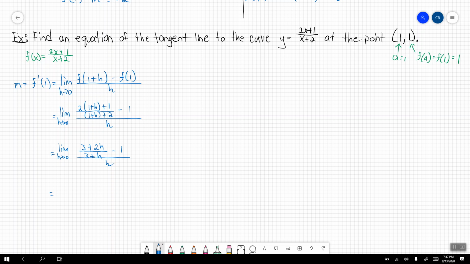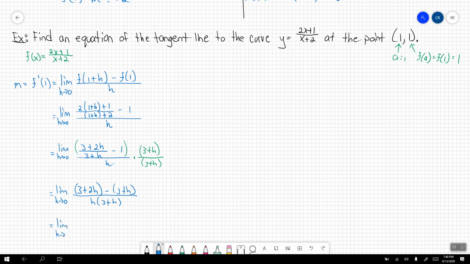Now, in order to clear this complex fraction, I'm going to multiply the big numerator by 3 plus h and the denominator as well by 3 plus h. In doing so, I now get this newfound limit as h is approaching 0 for my numerator, which will be 3 plus 2h minus this quantity multiplied, which will be 3 plus h, all divided by h times 3 plus h. Okay, that's looking pretty good now.